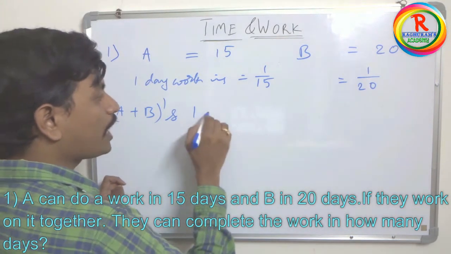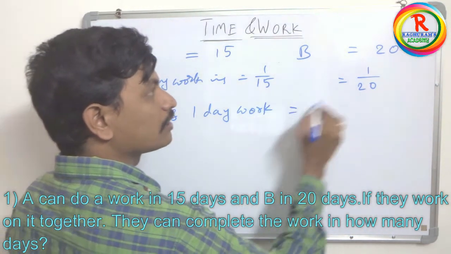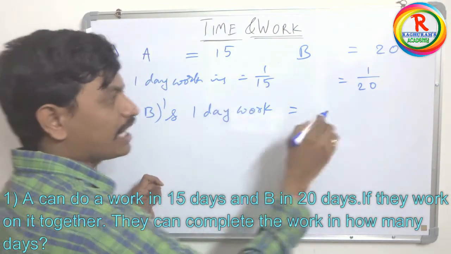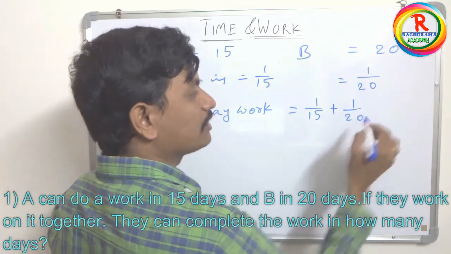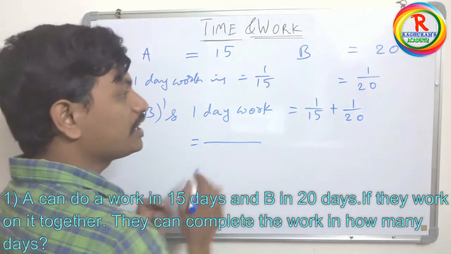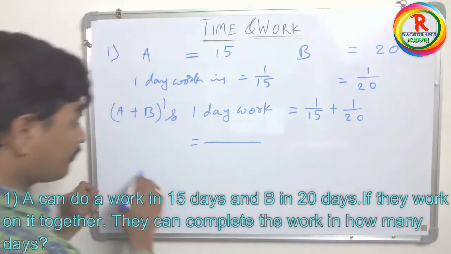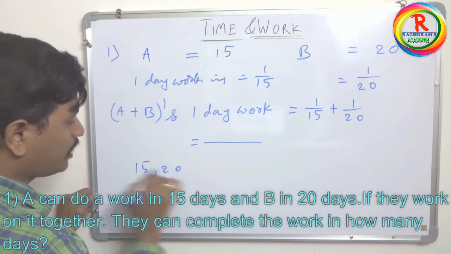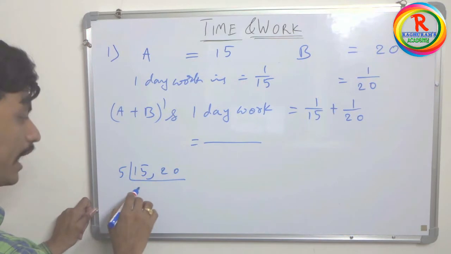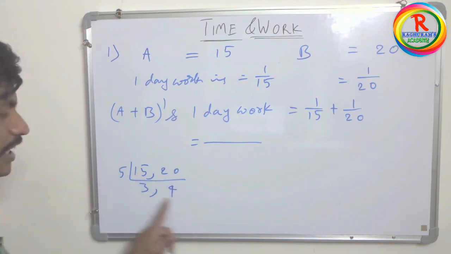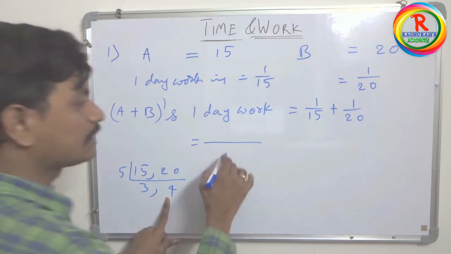So A plus B, they work on it together, and their 1 day's work is 1 by 15 plus 1 by 20. A's 1 day's work is 1 by 15 and B's 1 day's work is 1 by 20. Get the LCM. So what's the LCM? Generally, to find the LCM of 15 and 20, we take the common factor 5: 5 3's, 5 4's. 3 and 4 are co-primes, so 5 3's are 15, 15 4's are 60.